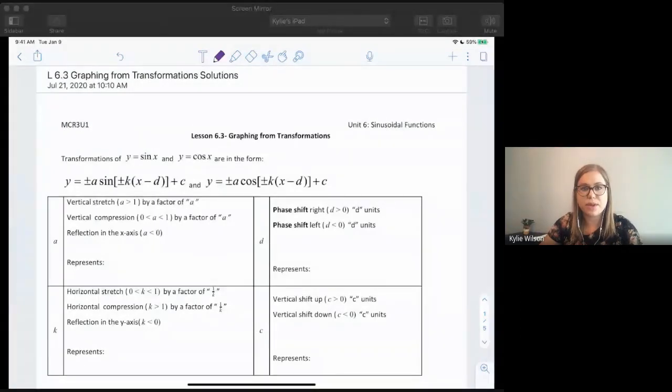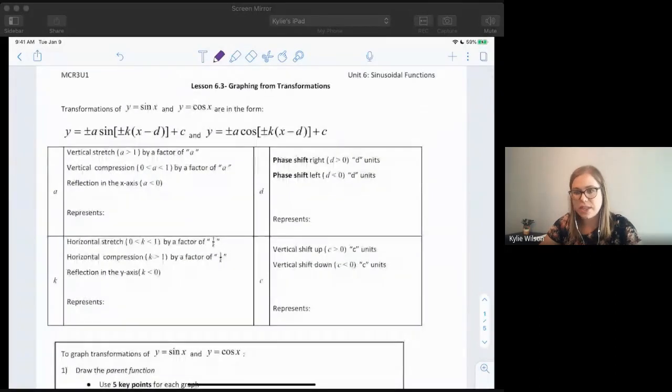There we go. So for this lesson, we're going to be looking at graphing some transformations. And we've done tons of transformation stuff already, so hopefully this is pretty straightforward. But we're going to be graphing transformations of our periodic functions, in particular our sine functions and our cosine functions.